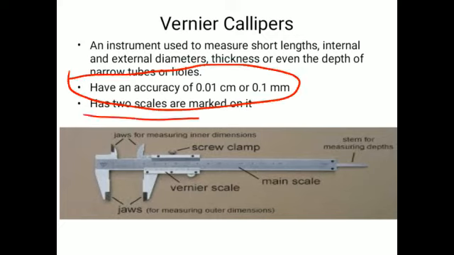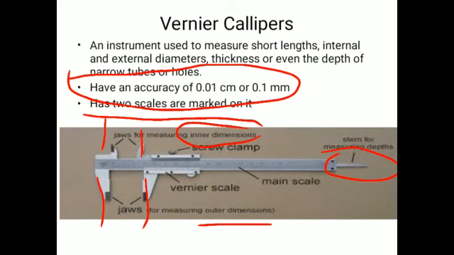It has 2 scales marked on it, a very new thing about it. It has jaws, 2 pairs of jaws, one for measuring outer dimensions, the other for measuring inner diameters, and it has a long tail to measure depths of the tubes or holes. The bigger scale is called the main scale, on which centimeters are marked. But this is the smaller scale, the vernier scale, on which millimeters are marked.